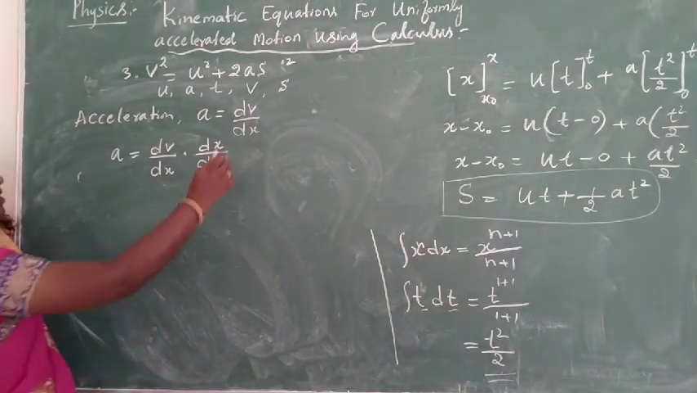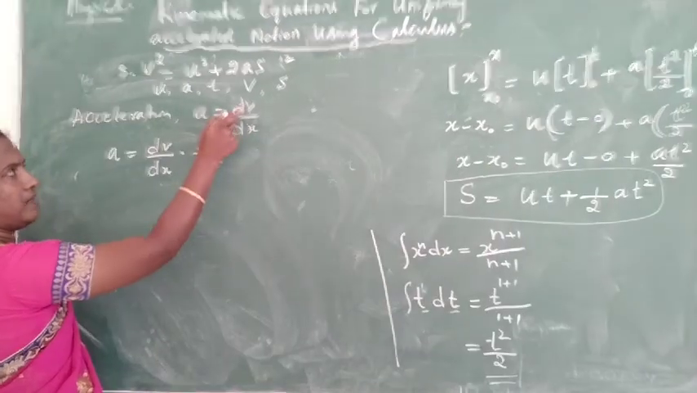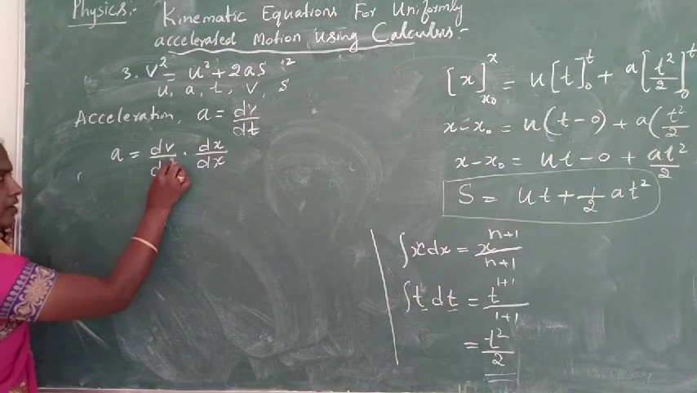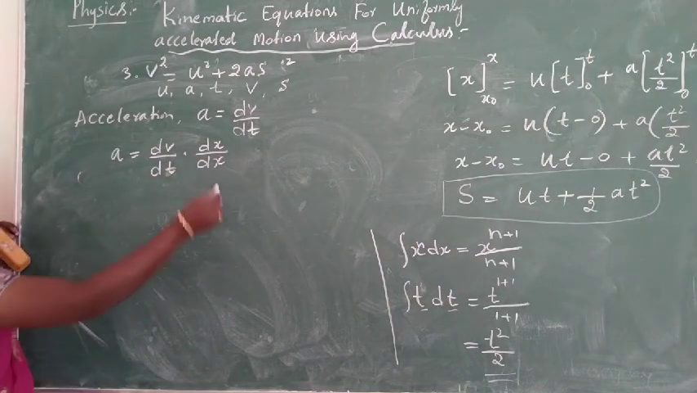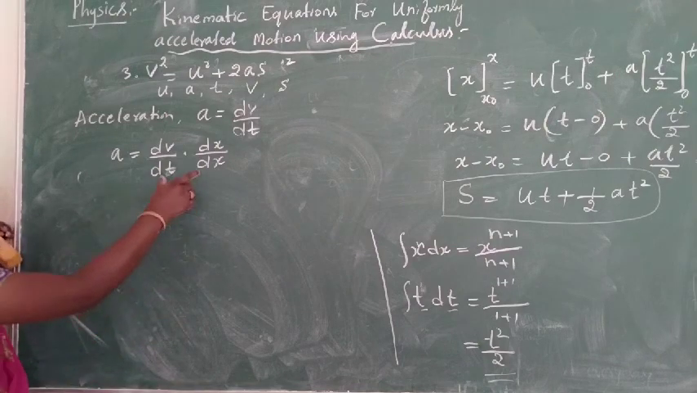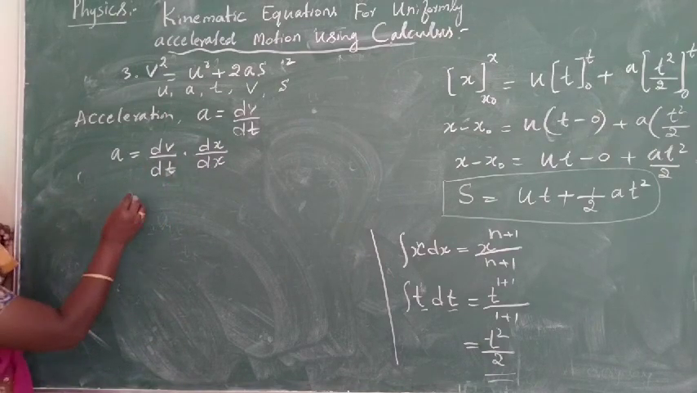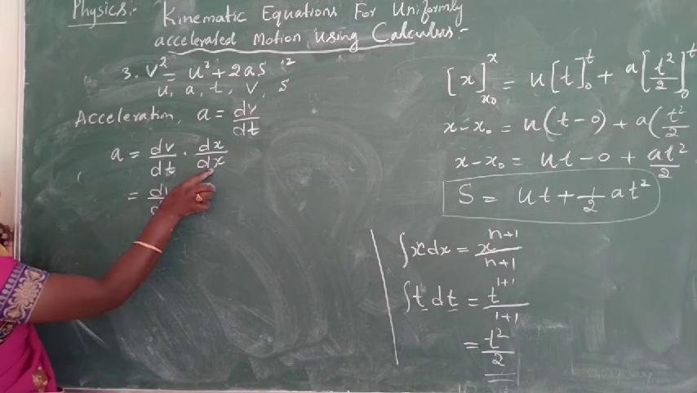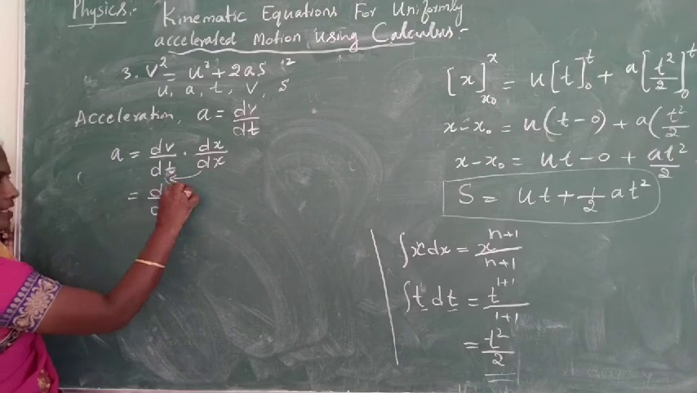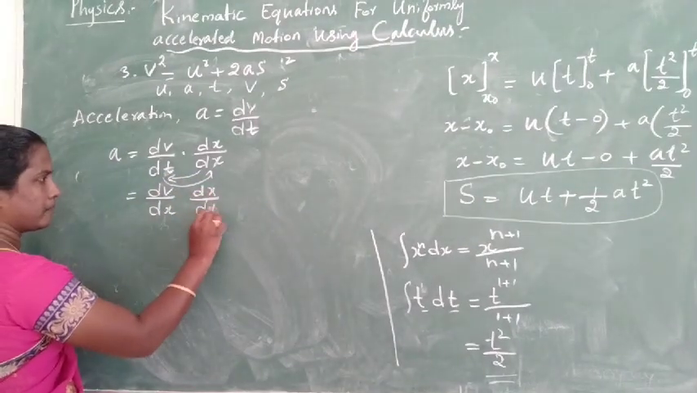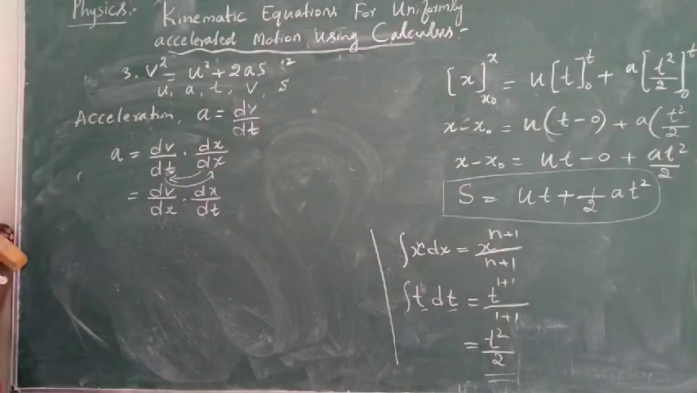So here this equation is the rate of change of velocity, dv by dt. Now we multiply by dx by dx. After multiplying, we will arrange as one group, that means dv by dx as one group. This dx comes this side and this dt goes this side, that means dx by dt. We made it two groups again. We just altered the terms.